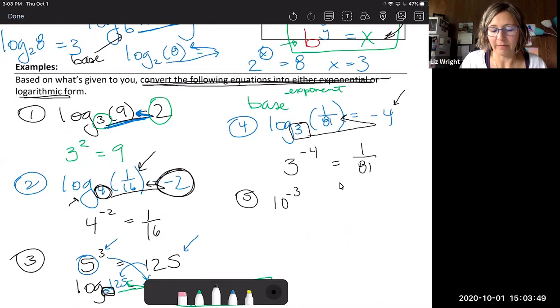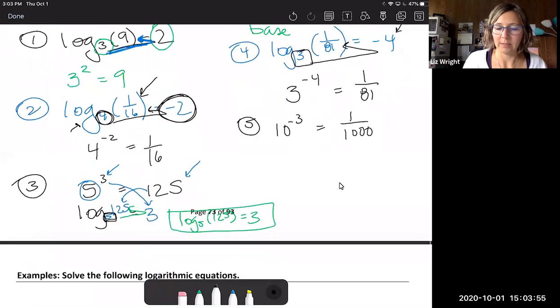Number 5. 10 to the -3 equals 1 over 1,000. I want you to try that one. See what you get. Try that one on your own. I've got a tricky one for you. We can totally handle it though.